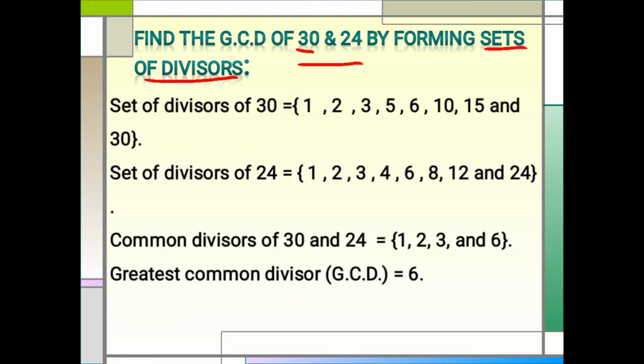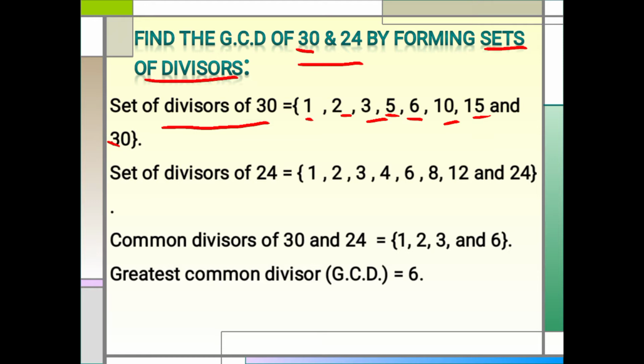So first, here you have the set of divisors of 30, in which you will write the numbers that can divide your given number 30. So 30 can be divided by 1, it can be divided by 2, by 3, by 5. Okay, 30 cannot be divided by 4. It can also be divided by 6, 10, 15 and 30. So these are the numbers that can divide your given number 30, and no other number can divide it completely. We are talking about completely dividing.